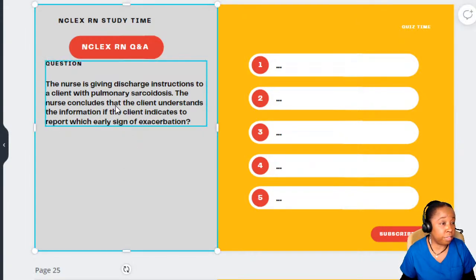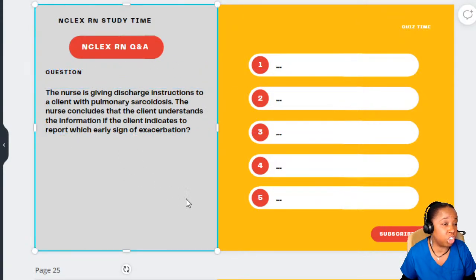The nurse is giving discharge instructions to a client with pulmonary sarcoidosis. The nurse concludes that the client understands the information if the client indicates to report which early sign of exacerbation.